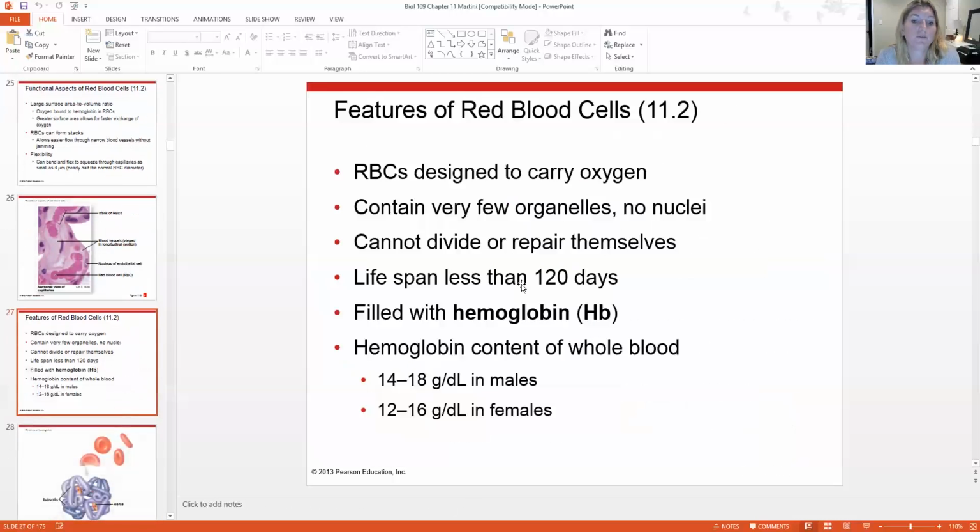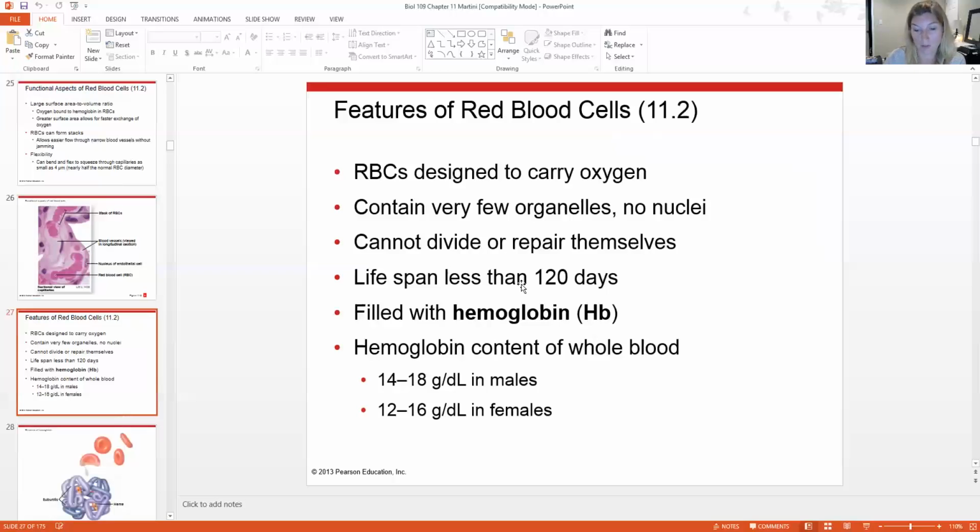So let's talk about some features of our red blood cells. Again, they're designed to carry oxygen. They have very few organelles, including no nuclei. They're anucleate. They cannot divide, and they cannot repair themselves because they don't have all of that cellular machinery to do that. Their lifespan is less than 120 days. So less than 120 days, your blood cells are constantly being recycled.